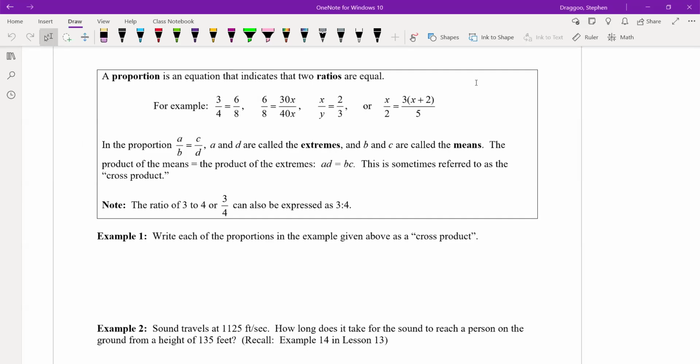So for example, 3/4 and 6/8. Those are equal proportions, because 1/4 is equivalent to 2/8, so 3/4 would be the same as 6/8. It's any two ratios we can set equal to each other, and these proportions can most easily be solved with some sort of a cross product or cross multiplication. The example here, A over B equals C over D, we can cross multiply to get AD equals BC.